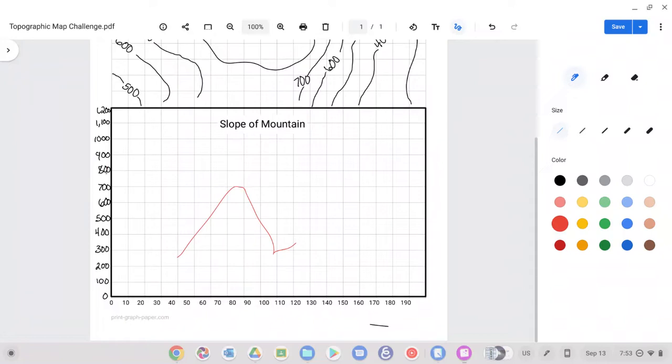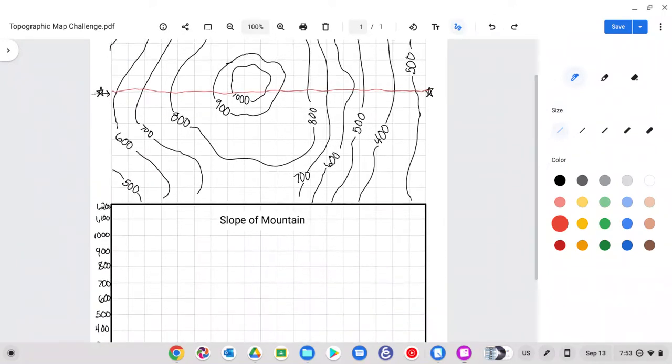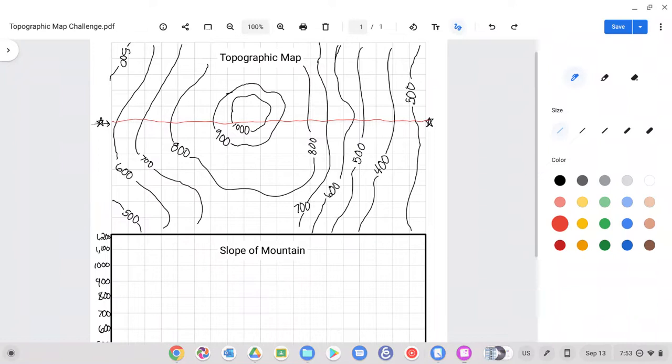So that's what these lines over here represent, is our elevation that's labeled on these lines. So I'm not looking for an approximate shape. I'm looking for an exact drawing of what this slope would look like. So here's how you can do that. You just start by imagining that you are walking this line.